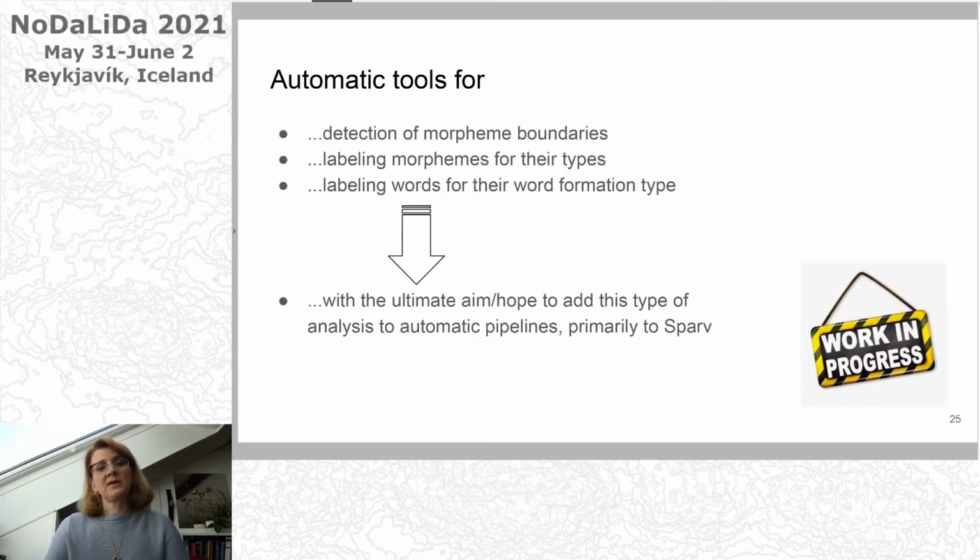And ultimately, we would love to develop automatic tools for using CoDeRooMor. We want to develop automatic tools for detection of morphemic boundaries, labeling morphemes for their types, and labeling words for their word formation type, with the ultimate hope that this type of automatic tool can be added to automatic pipelines, primarily to SPARF, so that more corpora could be annotated with this type of information, and more research could be supported around morphological word formation of Swedish.